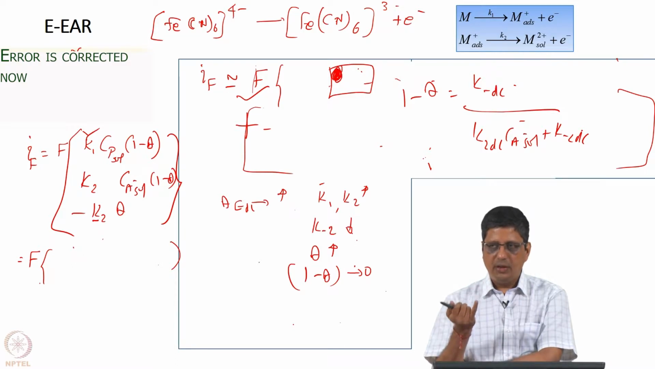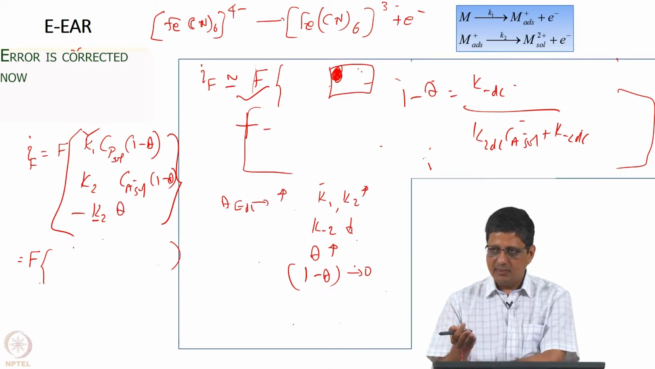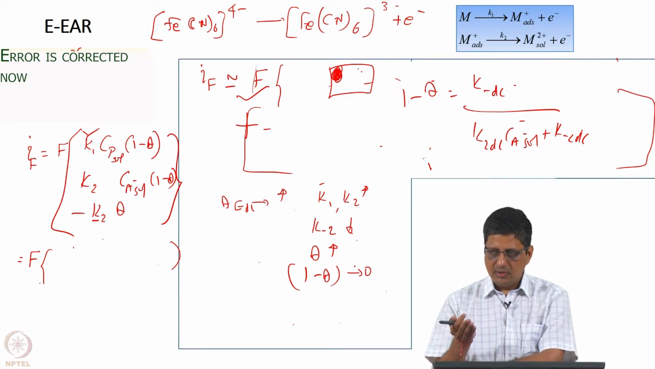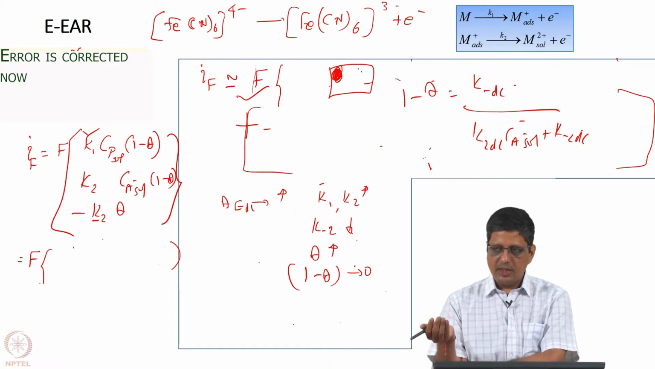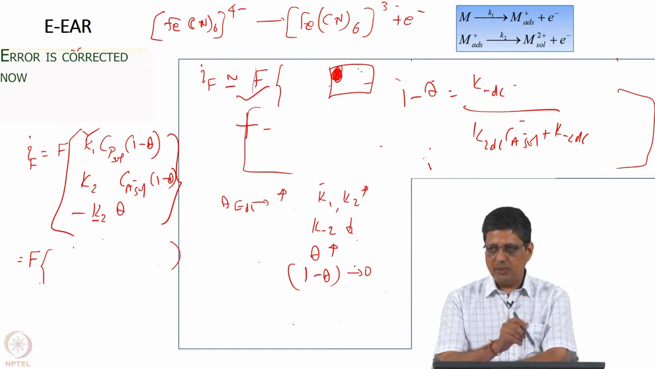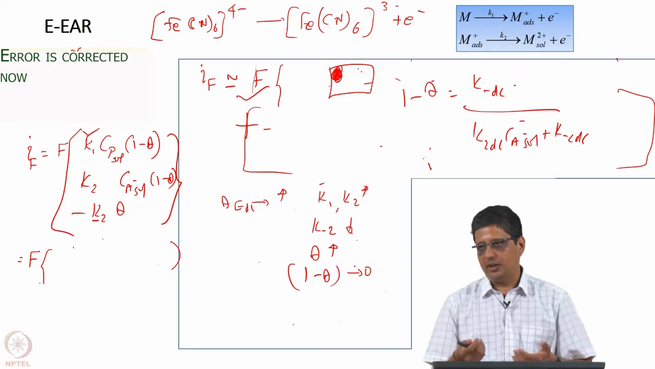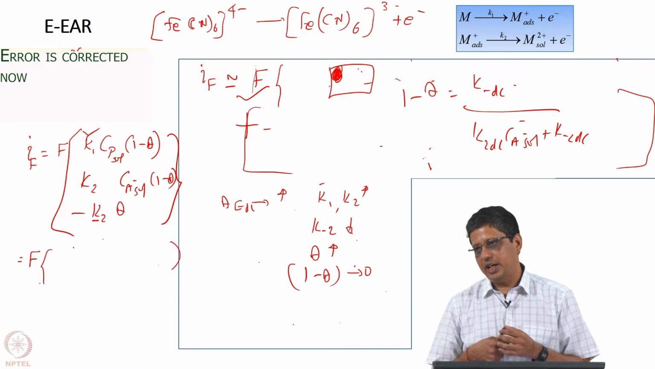Therefore, K1 will increase, K2 will increase, K minus 2 will decrease. K minus 2 will decrease because of the negative. An electron is participating in the reaction as a reactant for K minus 2. For K2 it is a product, for K1 it is a product. So, when I increase potential I am pulling out the electron. When I am pulling out the electron, I will facilitate the forward reaction.